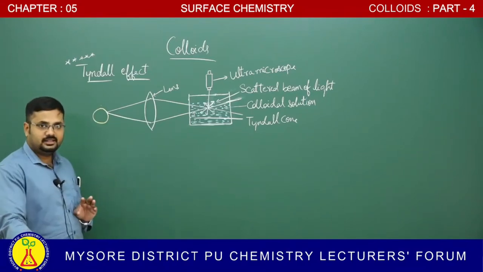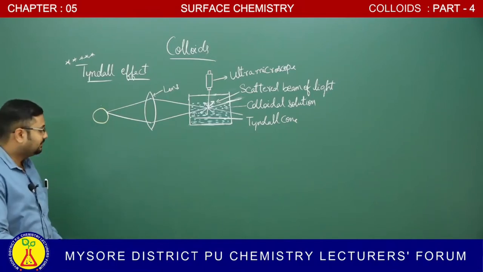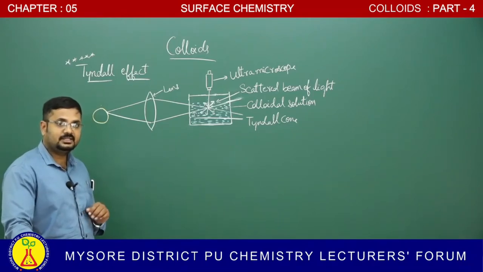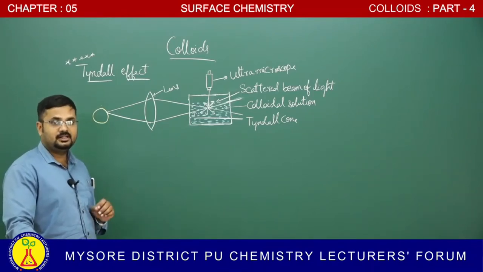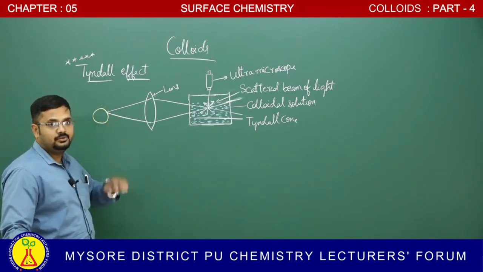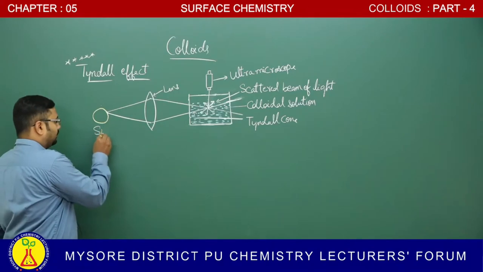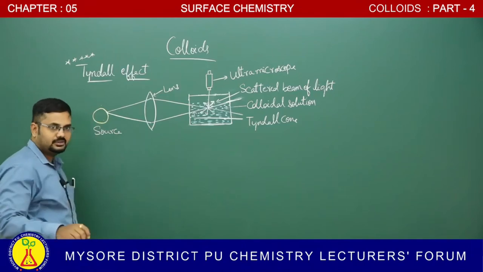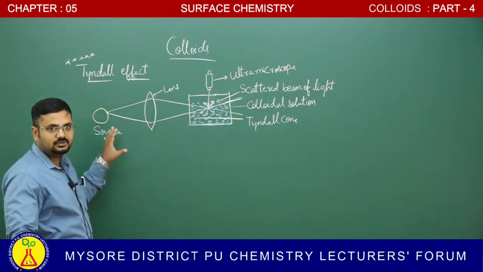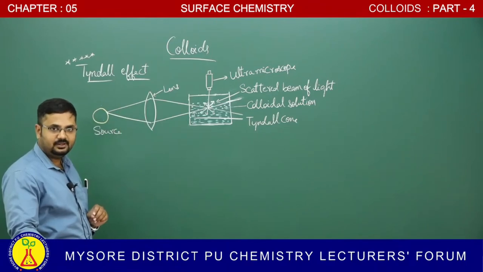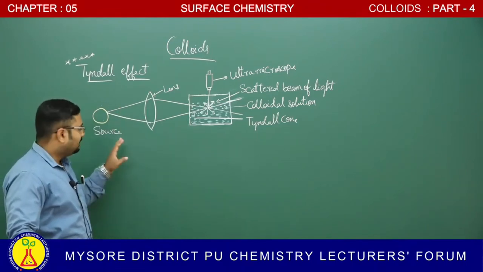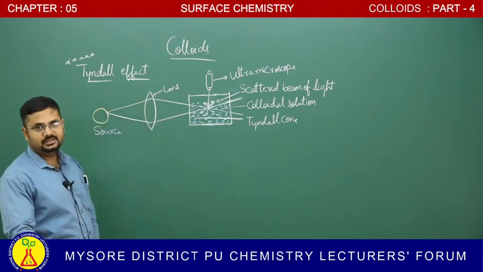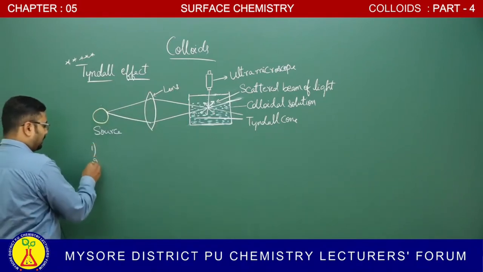So take condition number 1. What is this condition number 1? The diameter of the dispersed phase particle is not much smaller compared to the wavelength of the light used. So actually this is the source. The beam of light is coming out from this source and it has a particular wavelength. The diameter of the particle is not much smaller compared to the wavelength of the light used. This is condition number 1. Next, what about condition number 2?